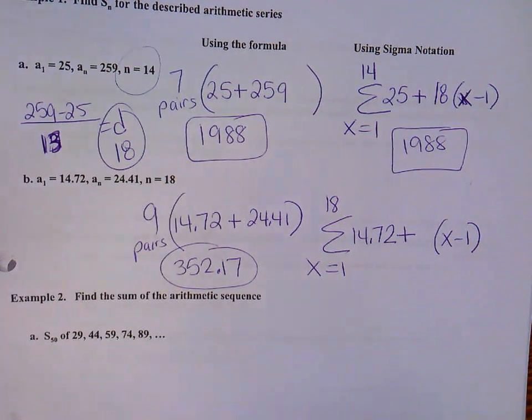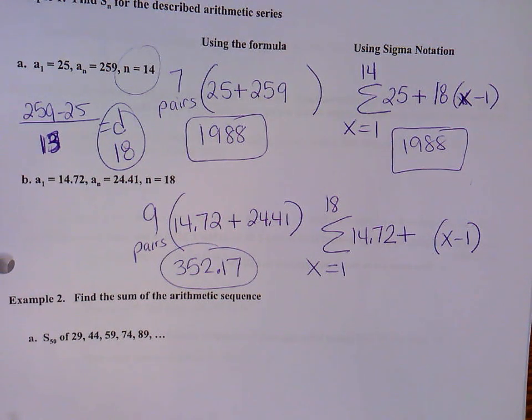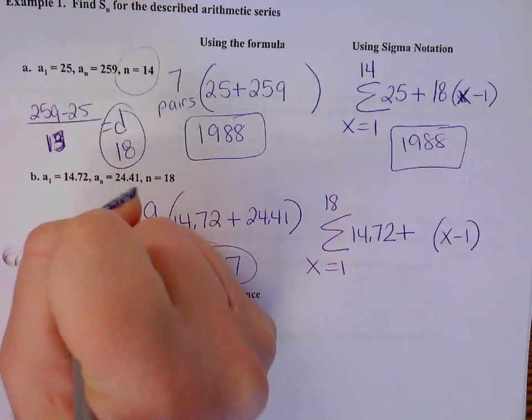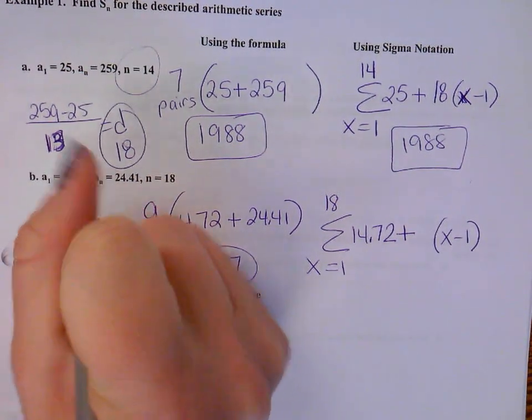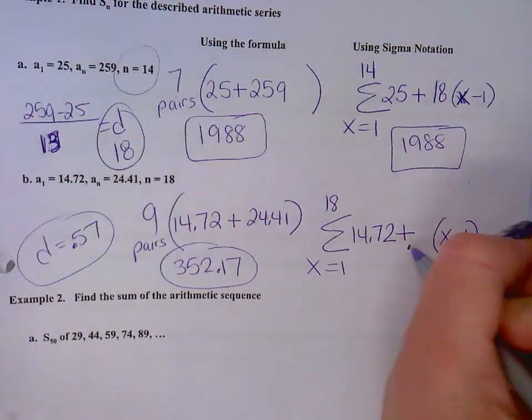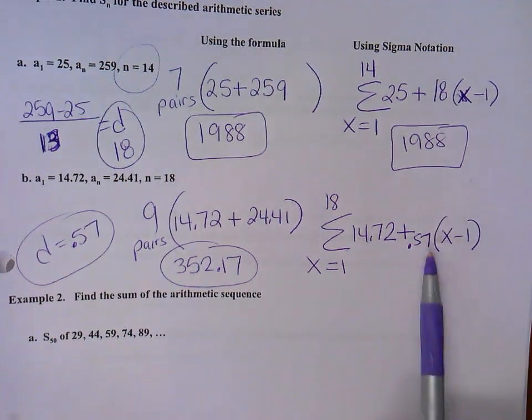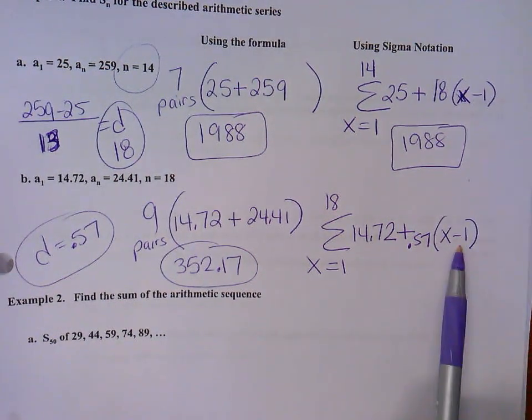So I'm going to do 2441 minus 1472, and I'm dividing by 17. So my common difference would be 0.57. Did someone else get that? Okay, so I'm adding 0.57 as my common difference n minus 1 times.